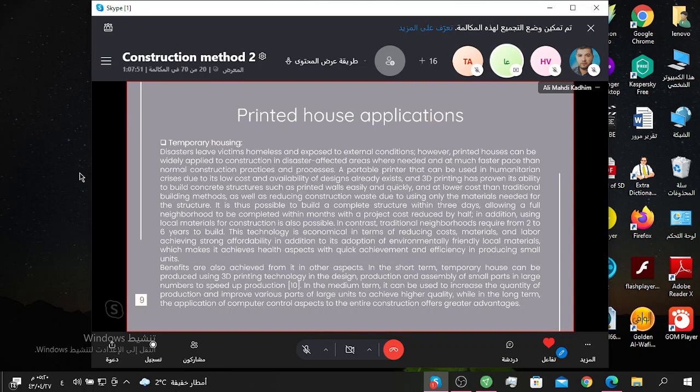This technology is economical in terms of reducing costs, materials and labor, achieving a strong affordability in addition to its adoption of environmentally friendly local materials, which makes it achieve health aspects with quick achievements and efficiency in producing small units. Benefits are also achieved from it in other aspects.